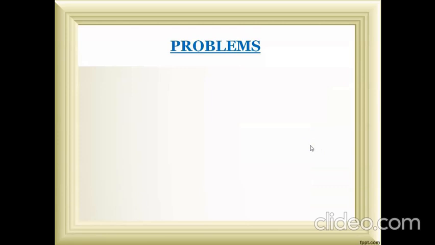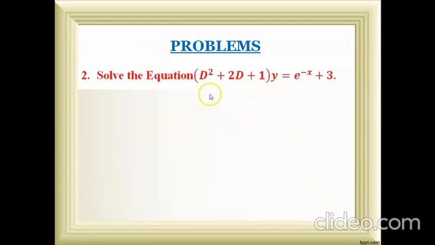So let us move on to the next problem here. The second problem is (D square plus 2D plus 1) y equals e power minus x plus 3. Here I am having two terms in the RHS, so therefore I need to find each individual P.I. value.